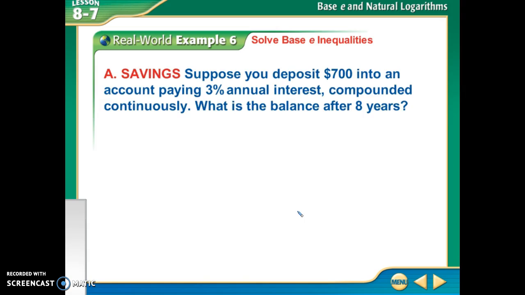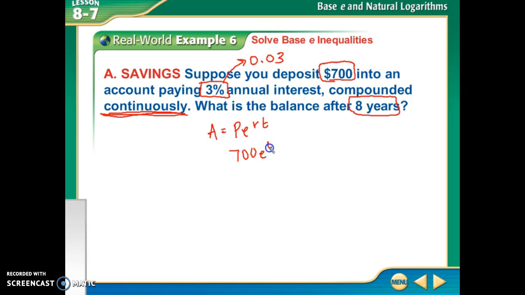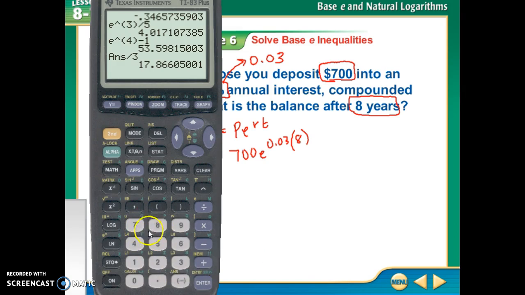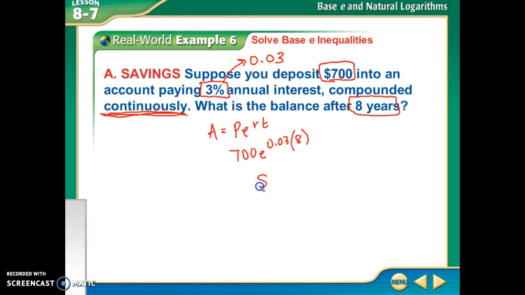So A equals Pe^rt. For the first example, suppose you deposit $700 into an account that has 3% annual interest compounded continuously. That's how you know you use PERT, if it's continuous. And I want to know the balance after 8 years. All right, so that's $700, that's my initial amount. So we got 700 times e. 3% as a decimal is 0.03. And then my time is 8 years. So we just type this into the calculator. We've got 700 second natural log and 0.03 times 8. I'm going to make sure that's all in my parentheses so it knows it's all in the exponent. And we get 889.87.